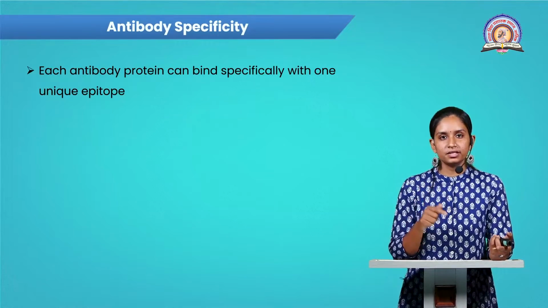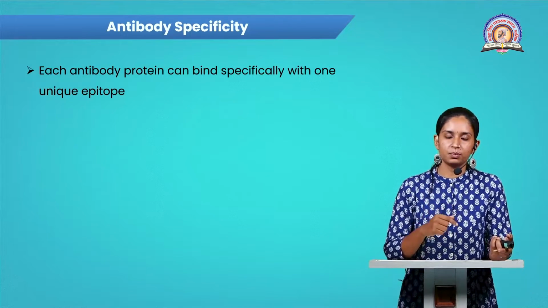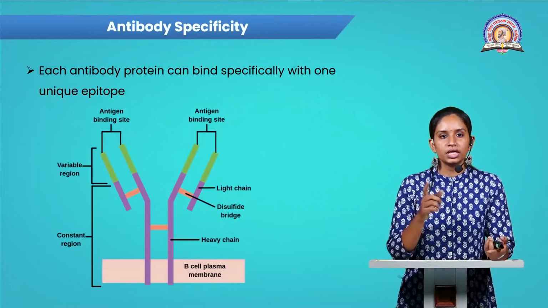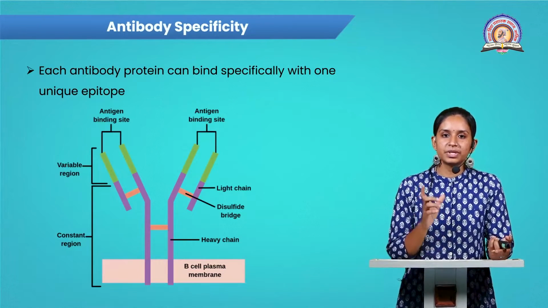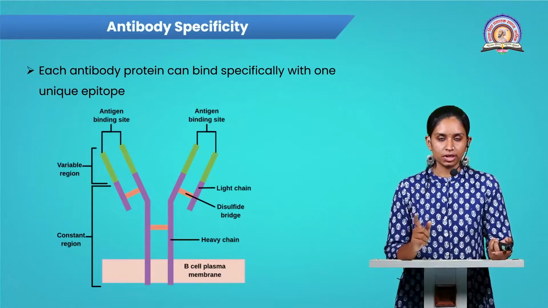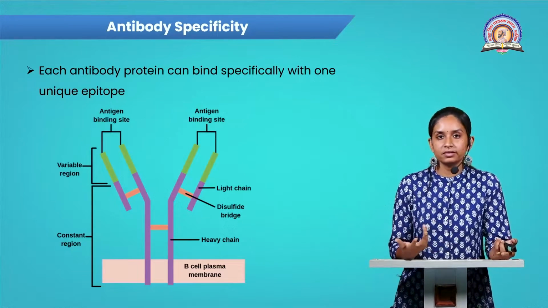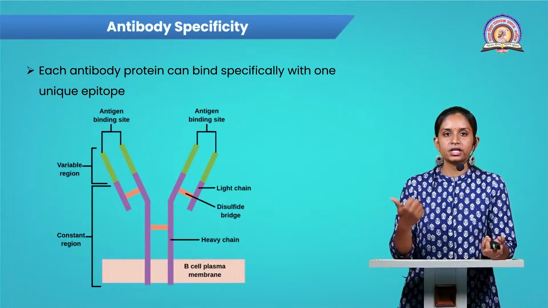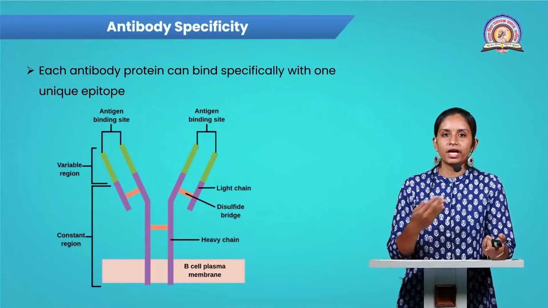Because the antigen binding site which is present on the antibody is very specific for the antigen. So each antibody protein can bind specifically with a unique epitope present on the antigen only. And why is this possible? Because see the structure of the antibody molecule, it is made up of constant and variable regions.